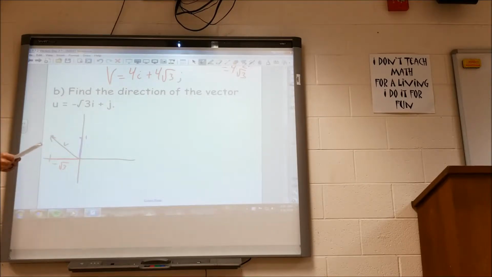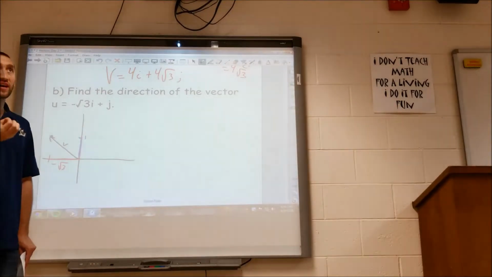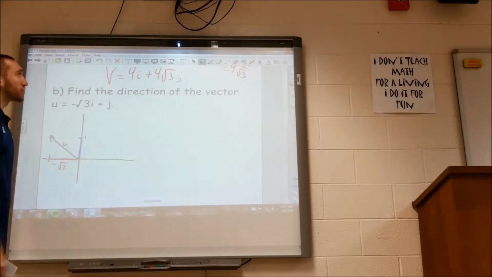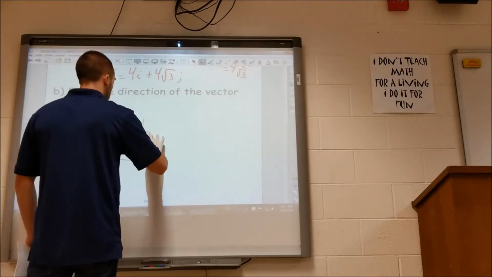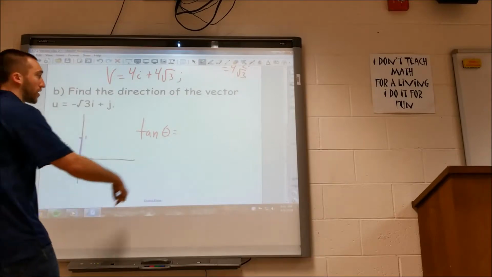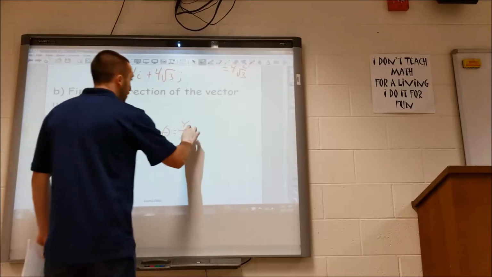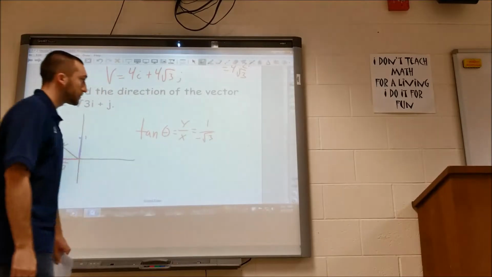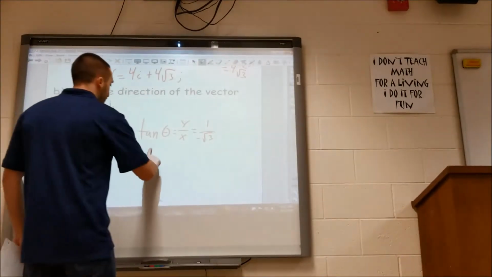Okay, so to do that, we're basically looking for theta. And what we've got to think of, theta is just like slope, rise over run. Okay, so we're going to use tangent, because tangent is rise over run, right? It's your y value over your x value. Okay, so we know our y value is 1. We know our x value is negative radical 3. Well, I want to know theta. So remember, whenever we're looking for an angle, we do the inverse tangent.